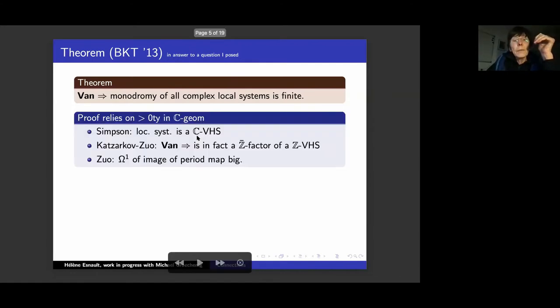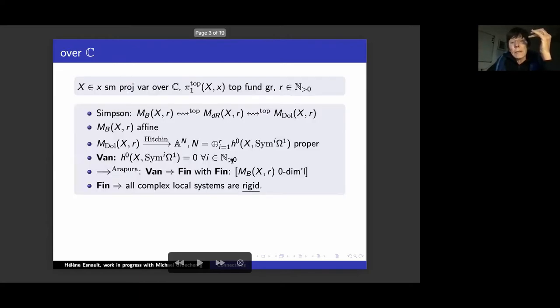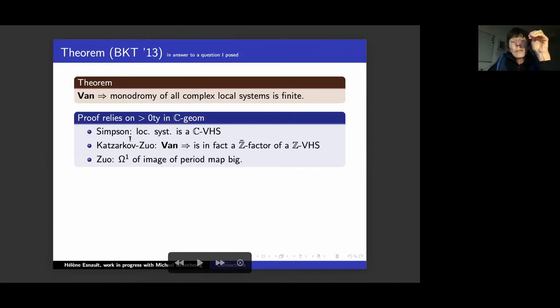So what was their proof at the time? It goes like this. It relies on positivity theory coming from Hodge theory in complex geometry. And the proof goes as follows. First by Simpson, so you remember that we observed that the moduli spaces which receive those points here are zero dimensional. So in particular, the local systems are rigid. There is no way we can deform them. So by Simpson theory, those local systems are complex variations of Hodge structures. And in fact, Simpson theory goes as follows.